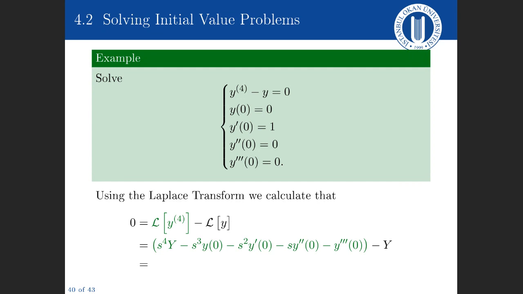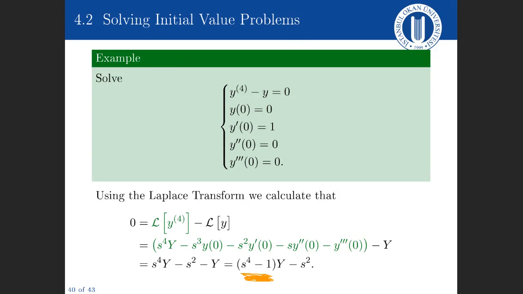We have a formula for four derivatives of y. And then, because most of the initial conditions are zero, this will simplify. This simplifies to s to the power of 4 minus 1 capital Y minus s squared. And just to double check, the function we have in front of Y should always be the same as the function in the characteristic equation.